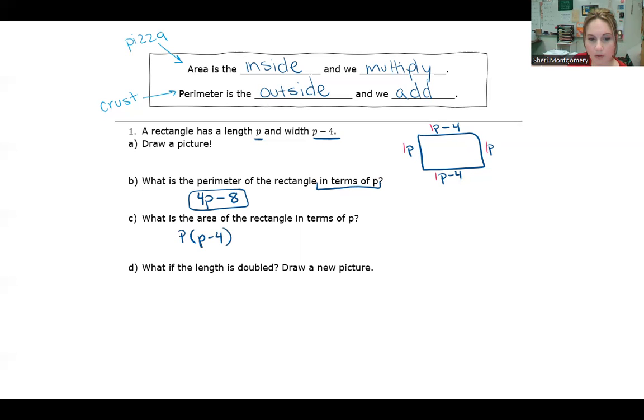When I do this, I'm going to have to make sure that I distribute. So P times P is P squared. P times -4 is -4P.